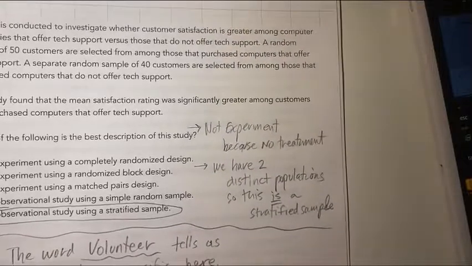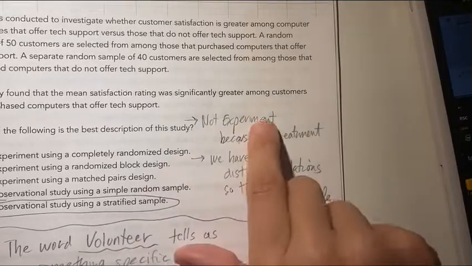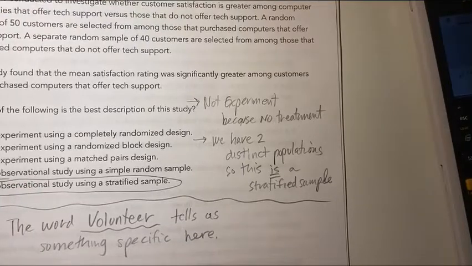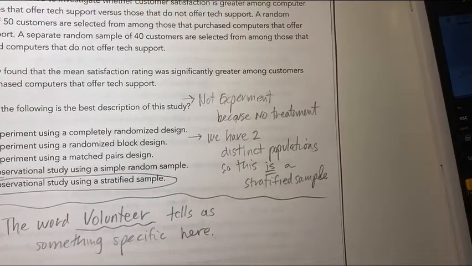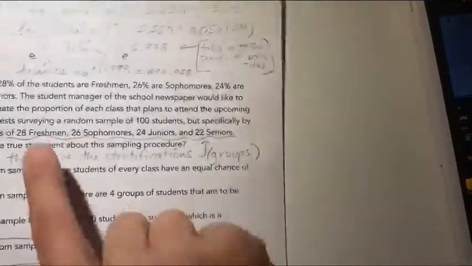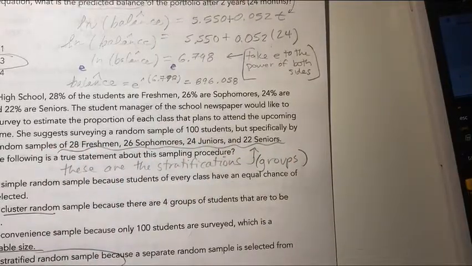Question number 10. We did a study to investigate whether the customers are satisfied. This is not an experiment because there was no treatment. We just observed after the fact. So what makes it stratified? If you notice here, we had 2 distinct populations. There were ones that purchased computers that offered tech support and ones that purchased computers without tech support. So those are specifically 2 groups that may have different opinions based on their groups. That's similar to this. Based on how long you've been in high school, you may have different opinions based on your group. Okay.